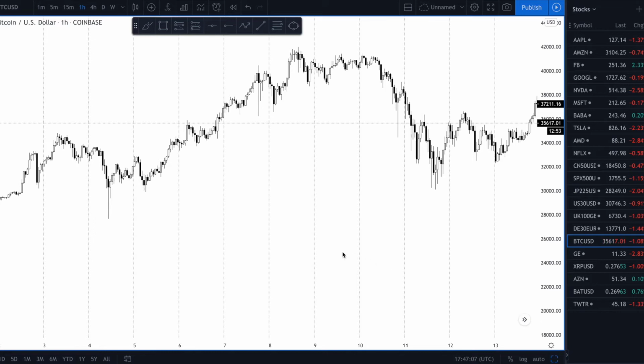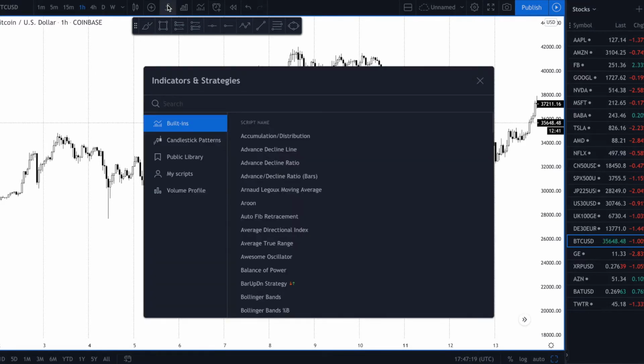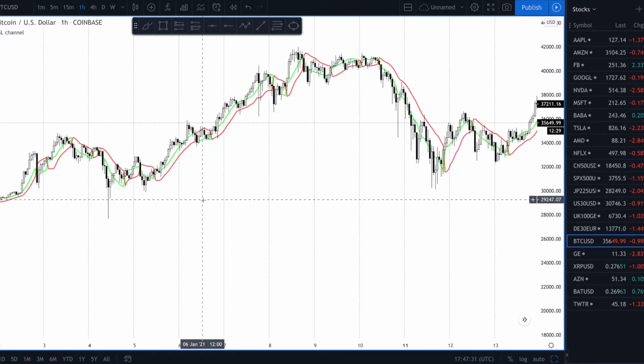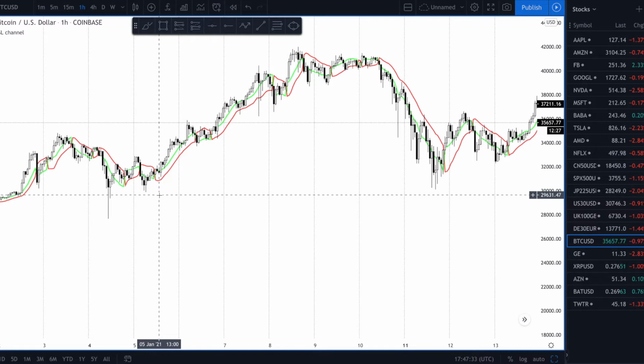Going to talk about a strategy that you can use to trade Bitcoin, but you can use it in other markets as well. So as you can see here, we are on tradingview.com and we're going to use an indicator called SSL Channel. You can add this indicator. This indicator goes directly on the chart, so as you can see here. And the way this indicator works is really easy.